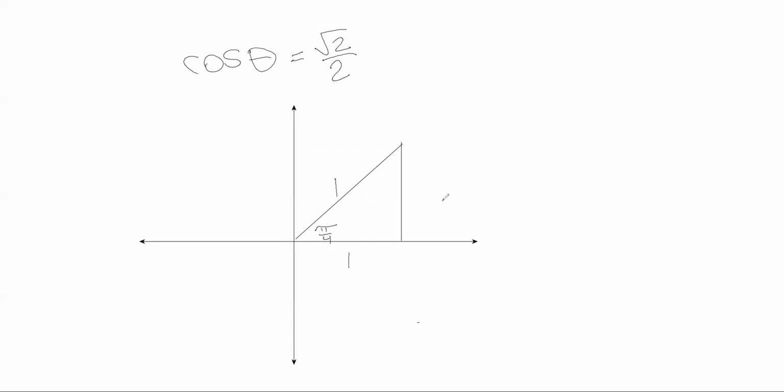So 45 degrees? I think so. 45 degrees is pi over 4. So cosine of this would be adjacent over hypotenuse. Yep, exactly right. 45 degrees is correct.